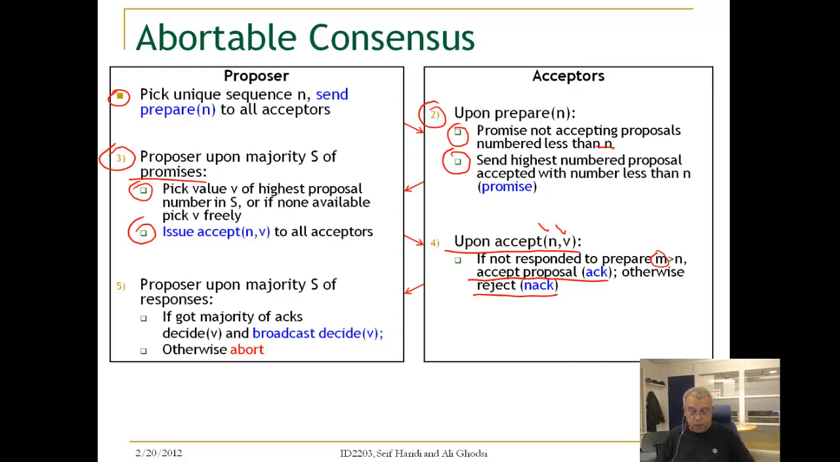Now, if this proposer gets a majority S of responses, and these are ACK responses, then it knows that a value has been chosen, because it means that there is a majority of acceptors that has this value, and this value will never change in the future. Therefore it can decide on v and broadcast the value. It can abort if it gets a NACK, or if it waits for a longer time, it can abort again. Or if the proposer is no longer a leader, it can just abort. Okay, thank you.